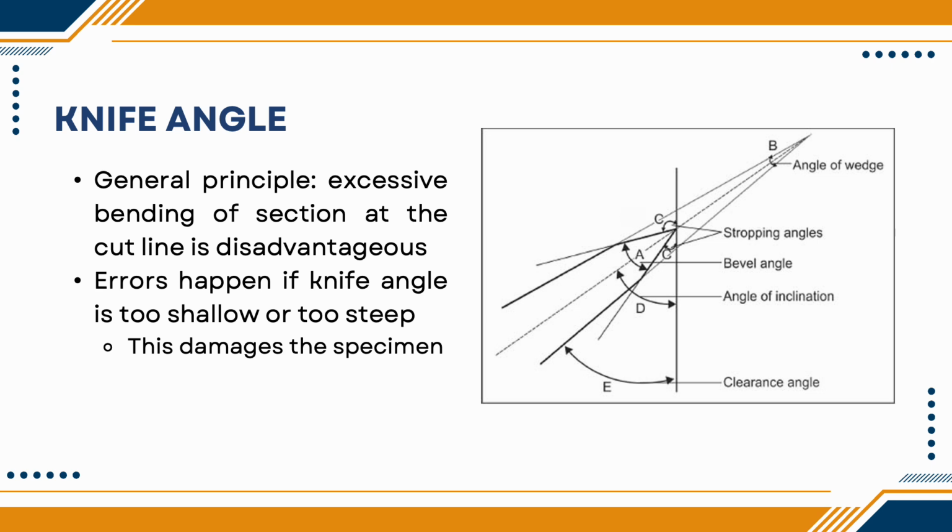Okay? Now, in order for us to gain good sections and good ribbons, we need to make sure that we achieve the appropriate knife angle. In general principle, excessive bending of section at the cut line is disadvantageous. Errors happen if the knife angle is too shallow or too steep. This damages the specimen. Similar in principle to making a blood smear, the angle of the knife, in contrast to the angle of the block, has an impact on the quality of the sections. Does it tear? Does it form good ribbons? Or is it too thick or too thin? All of those are factors of the knife angle.